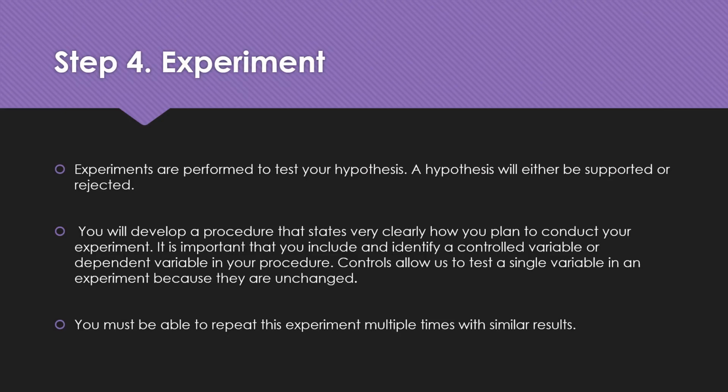The fourth step in the scientific method is experimentation. Experiments are performed to test your hypothesis, and a hypothesis will either be supported or rejected. You will develop a procedure that states very clearly how you plan to conduct your experiment. It is important that you include and identify a controlled variable or dependent variable in your procedure. Controls allow us to test a single variable in an experiment because they are unchanged. Very important part of experimentation is that you must be able to repeat this experiment multiple times with similar results.